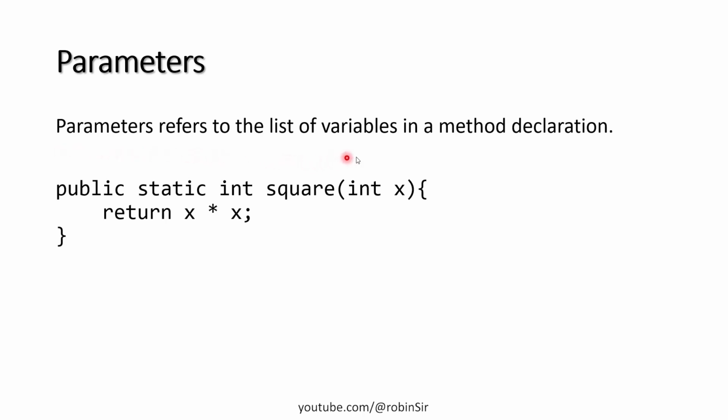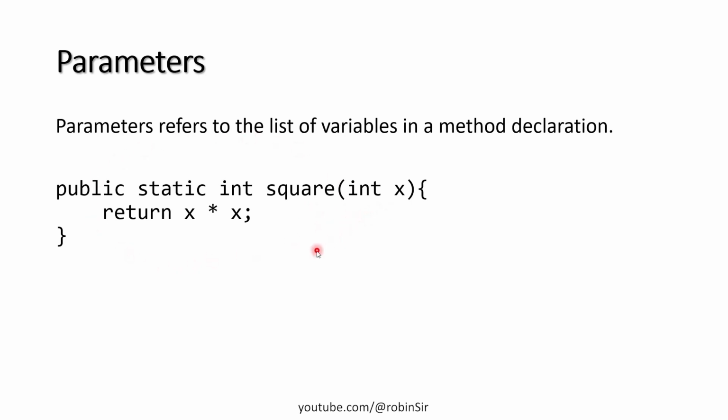Parameters refers to the list of variables in a method declaration. Here is a function square, and we are passing a value x to this function and returning the square of x. Now this x is a parameter for this function square. You can have multiple parameters also, but in this example, we have only one parameter x.